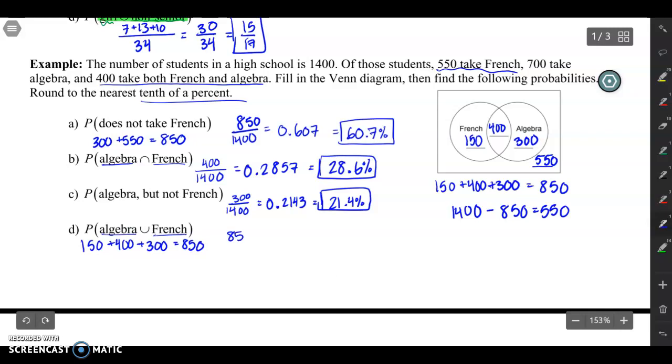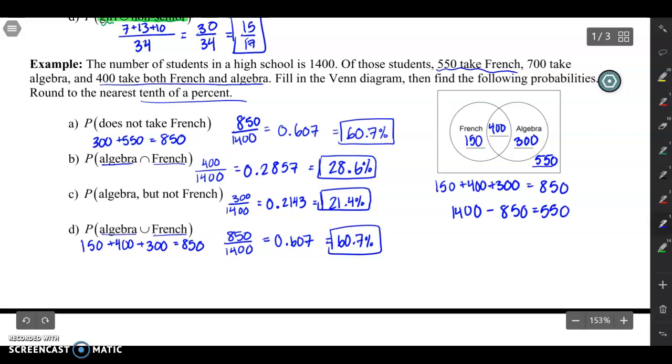So the probability of choosing one of those kids, if I were to choose from everyone in the school, would be 850 divided by 1,400, which is 0.607, which is 60.7%.